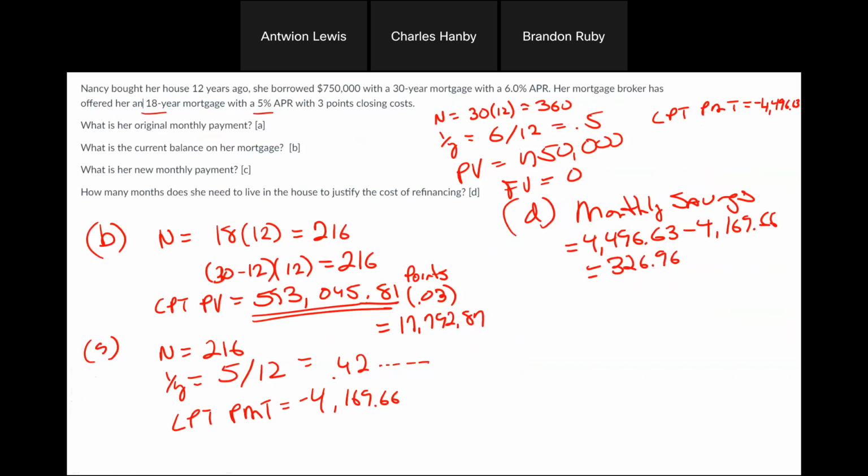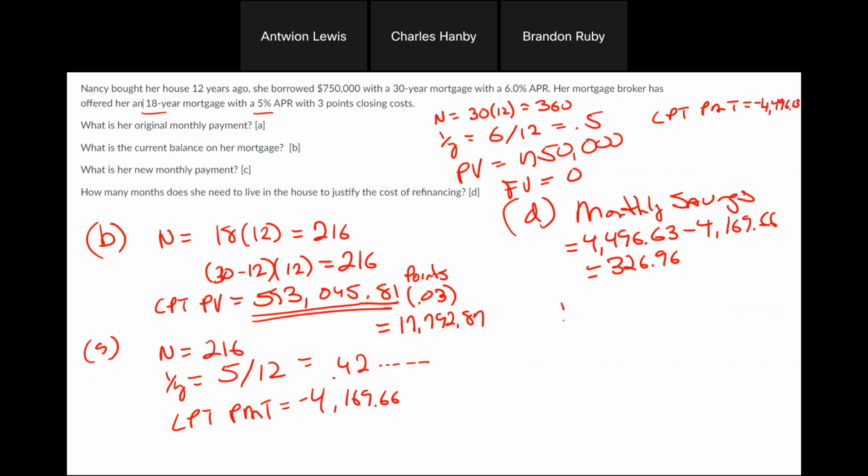So now the easiest way to do this is we take the payments and compare them to the points. And I always use the original rate because it's a little more conservative. We're going to solve for N to get the number of months that she needs to live in the house to justify paying those points.